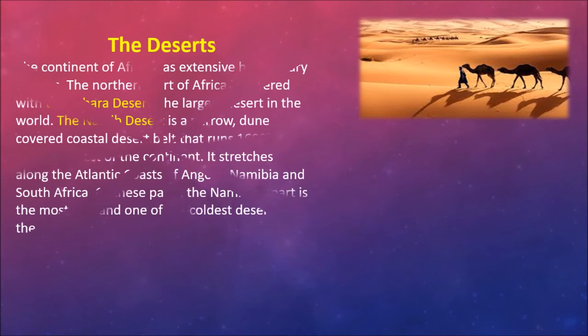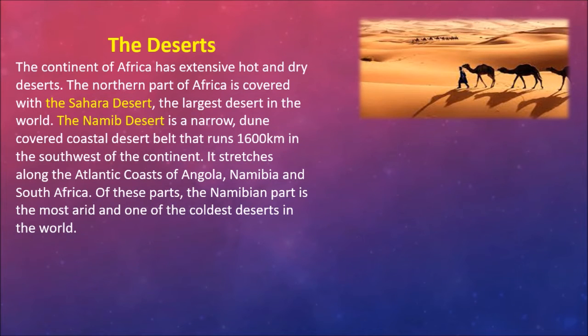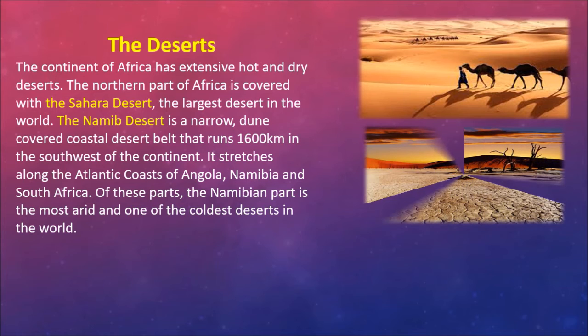Now let us learn about the deserts. The continent of Africa has extensive hot and dry deserts. The northern part of Africa is covered with the Sahara Desert, the largest desert in the world. The Namib Desert is a narrow, dune-covered coastal desert belt that runs 1,600 kilometers in the southwest of the continent.